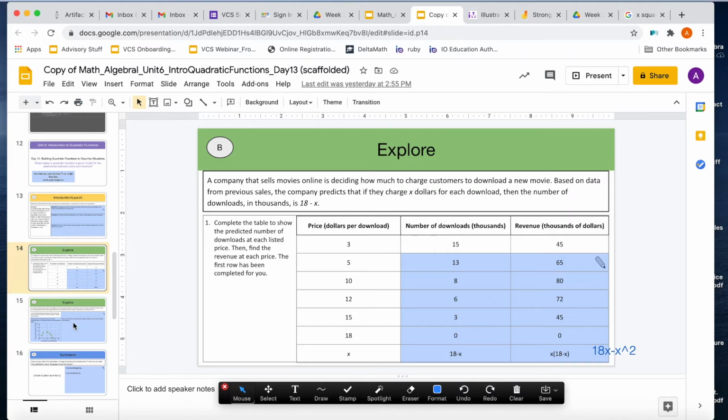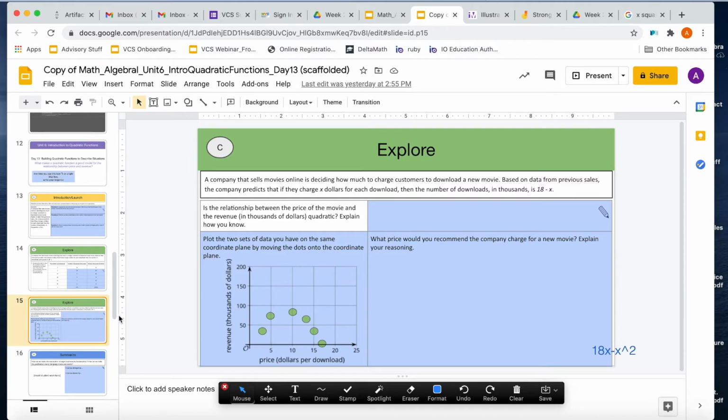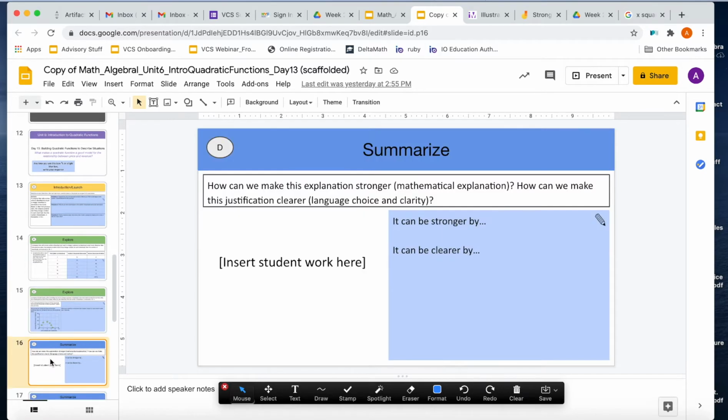Then when students come down to here, slide 15, they're going to plot the points to form this U shape, begin to form this quadratic graph. And they're going to answer this question: Is the relationship between the price of the movie and the revenue in thousands of dollars quadratic? Explain how you know. Your goal is to give them adequate time to really think about and respond to this question. You will then need to collect student responses that we will use for this portion of the lesson.